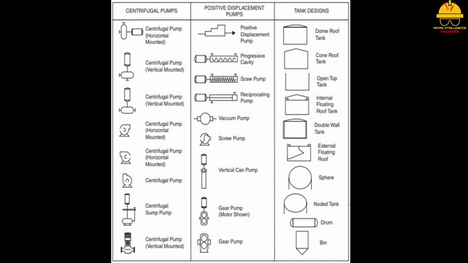Tanks have special designs that are shown on a P&ID and on some symbol charts. Each tank is different and has a variety of pressure and temperature requirements. Pumps come in 2 basic designs, dynamic and positive displacement. Dynamic pumps include the very popular centrifugal pump and axial pumps. Positive displacement pumps have 2 categories, rotary and reciprocating.